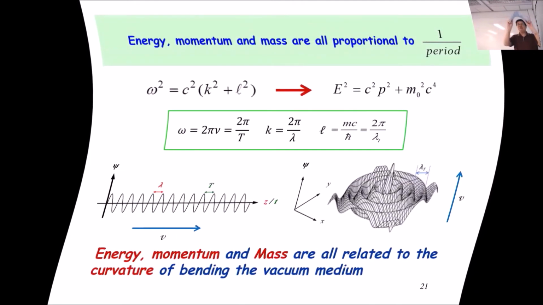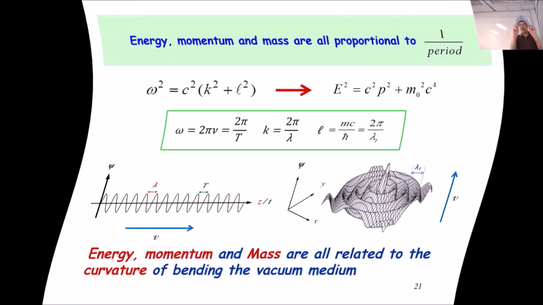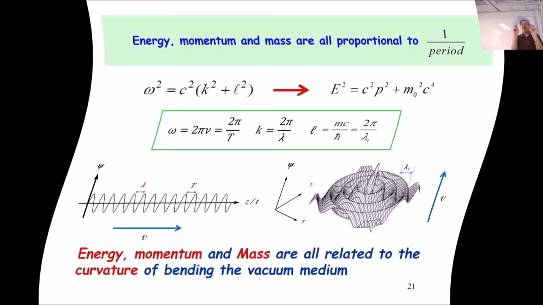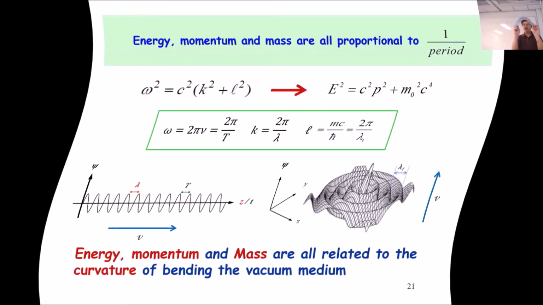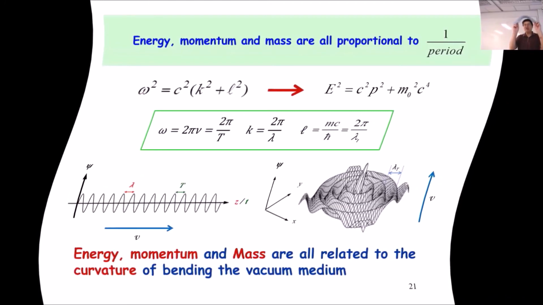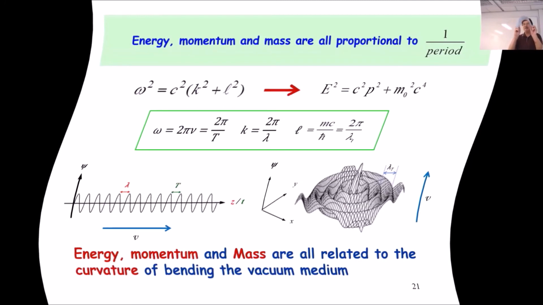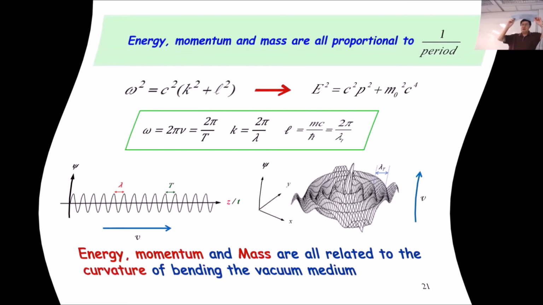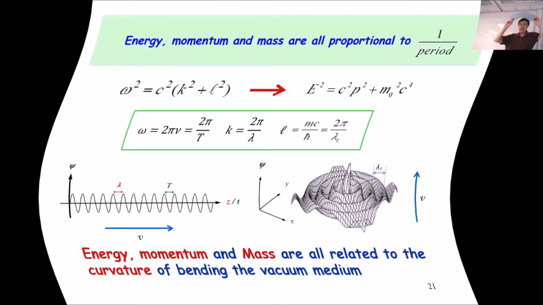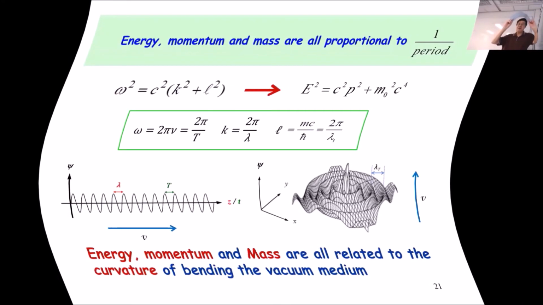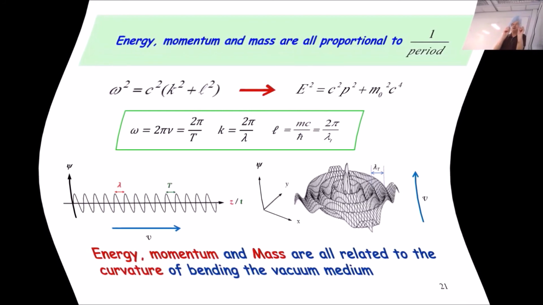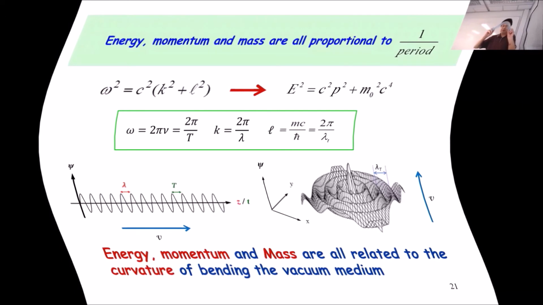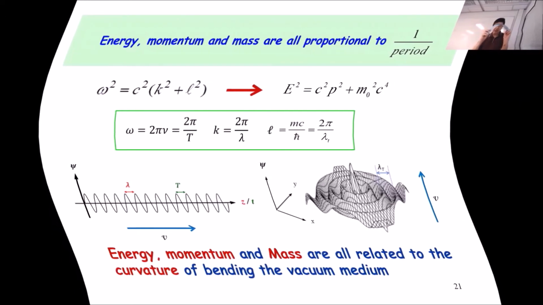If you look at, say, this is half a period. If this period is very small, that means the curvature is very high. If the period is very long, that means the curvature is very small. So 1 over period actually means how large the curvature is when you bend the medium, when the wave passes through. Now this makes sense.